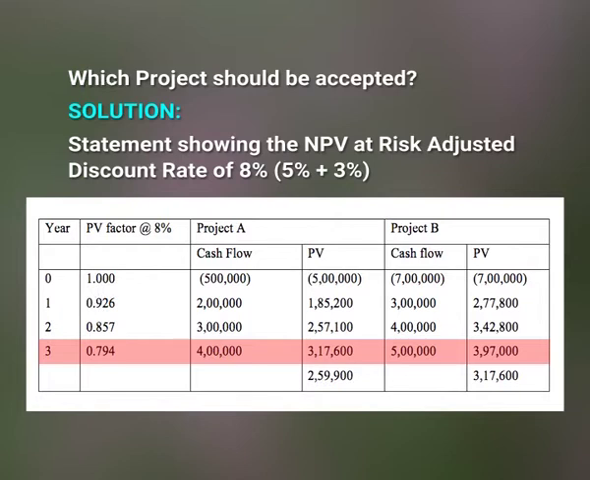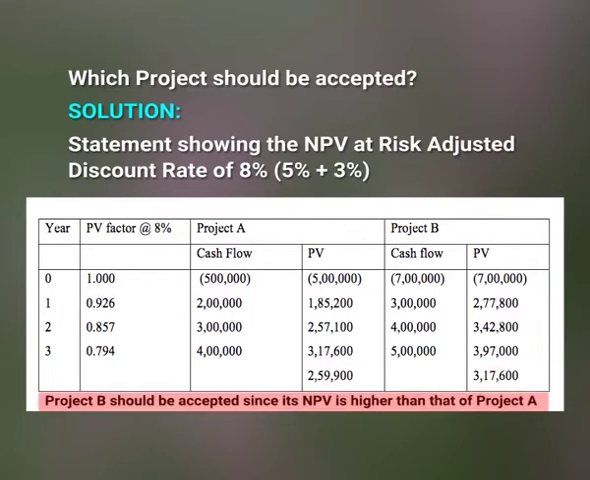3,17,600. Similarly, for project B, the cash flow is 5 lakhs and present value is 3,97,000. Now, the total of present values for project A is 2,59,900 and the total present values for the project B is 3,17,600. So, we can see that project B should be accepted since its net present value is higher than that of the project A.